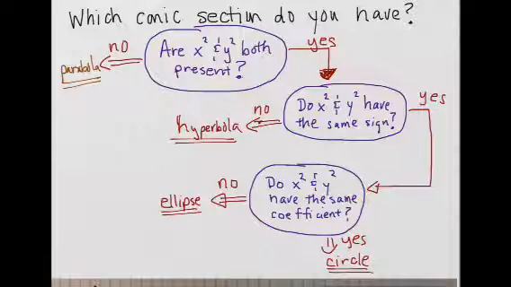Okay, now do x squared and y squared have the same signs? If they have different signs, that would be a no, then you have a hyperbola. If they have the same signs, that would be a yes, and you come down this way. Do x squared and y squared have the same coefficients? You know, the same number. So if the answer is no, you have an ellipse, and if the answer is yes, you have a circle. Okay, and I'll refer back to this flowchart later on as needed.